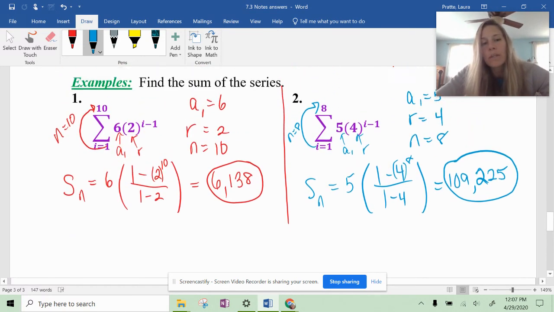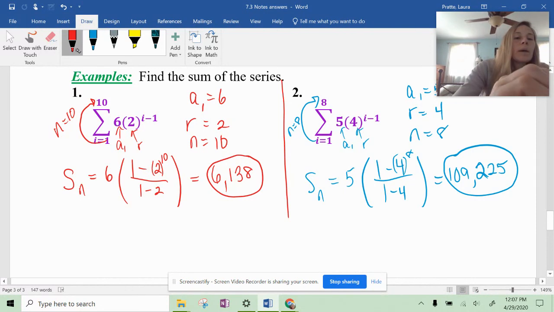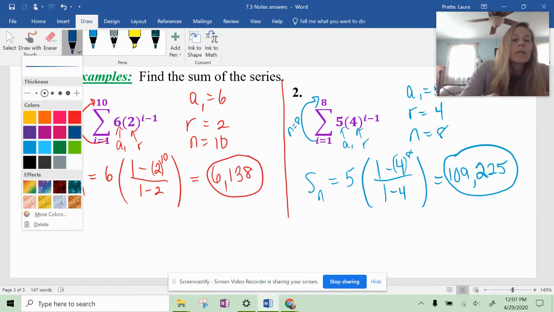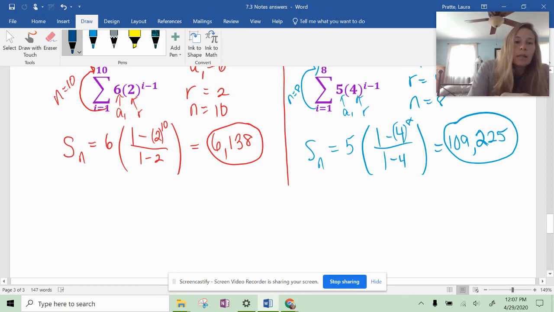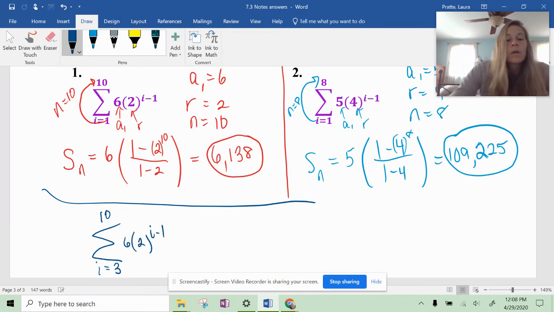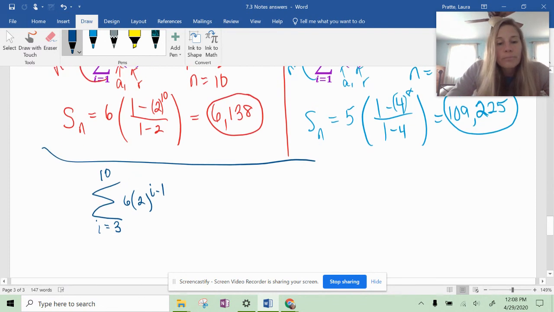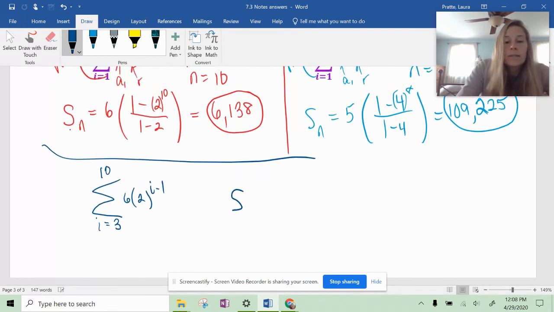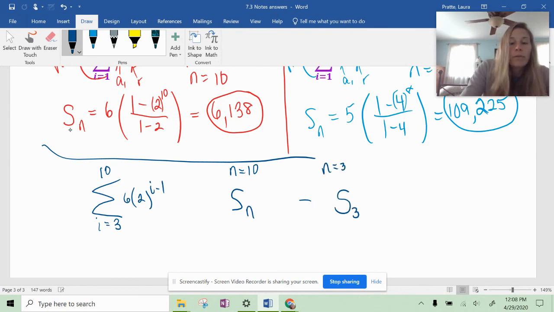There are no problems in the notes like this, but I'm going to show it to you in case it pops up on one of the homework problems. Let's say you had the problem from number 1, but it went from 3 to 10 instead of 1 to 10. In that situation, you would have to find the sum for an n value of 10, and then subtract the sum for the n value of 3, basically.